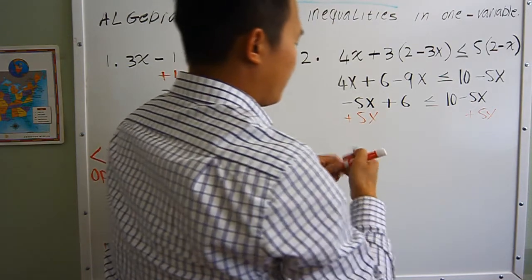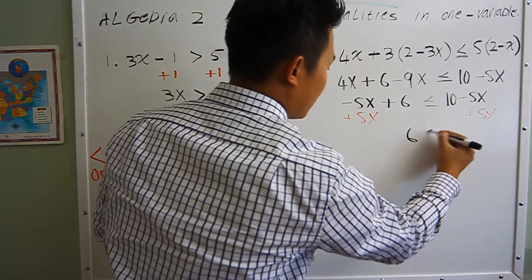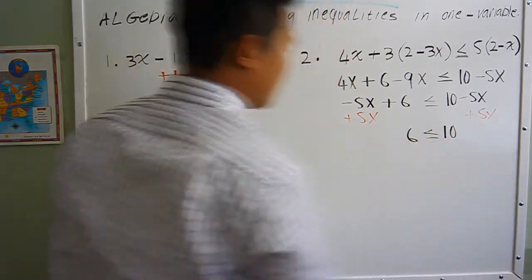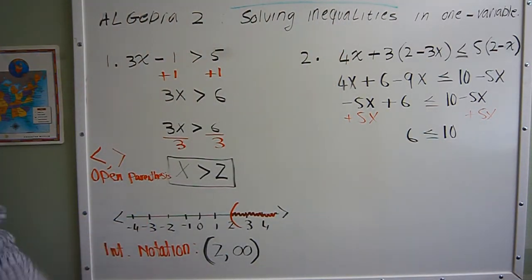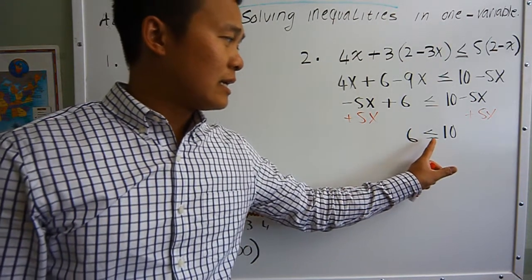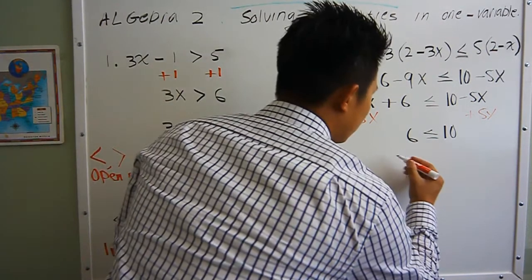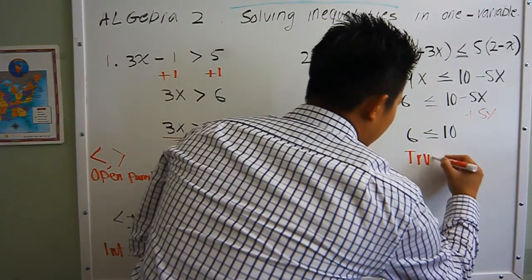Okay, you ended up with a statement that says 6 is less than or equal to 10. Alright, but there's no longer any variable, right? So 6 less than or equal to 10 is a true statement. So this is true. Okay.